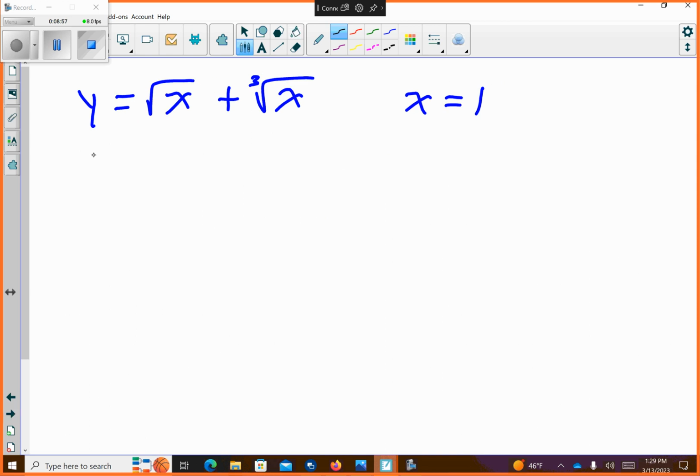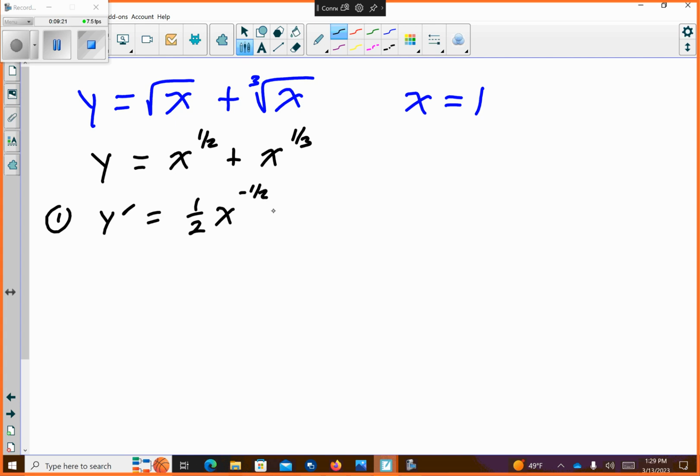All right, before I start this one, I'm going to realize that the square root of x is x to the 1/2 power. The third root of x is x to the 1/3 power. And then I can go ahead and find my derivative. Not double, the second derivative, first derivative. So that's 1/2 x, 1/2 minus 1 is negative 1/2, plus 1/3 x negative 2/3.